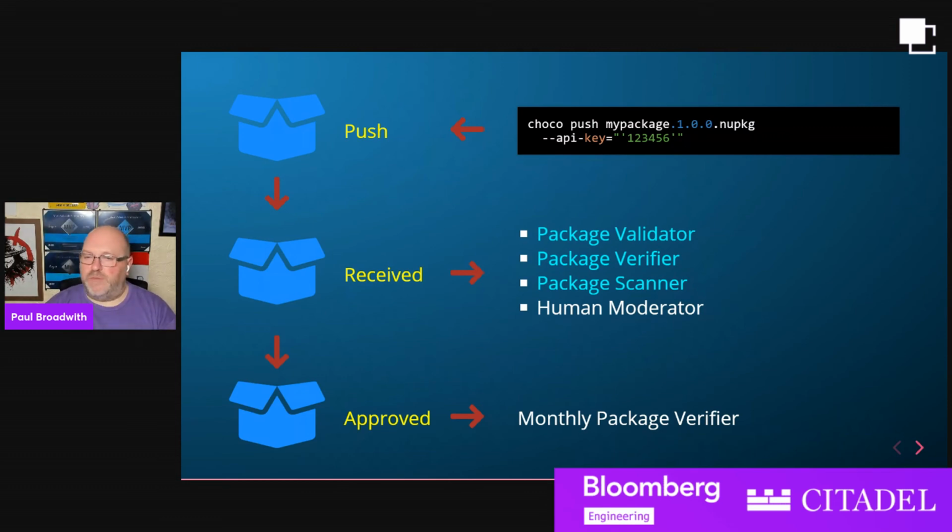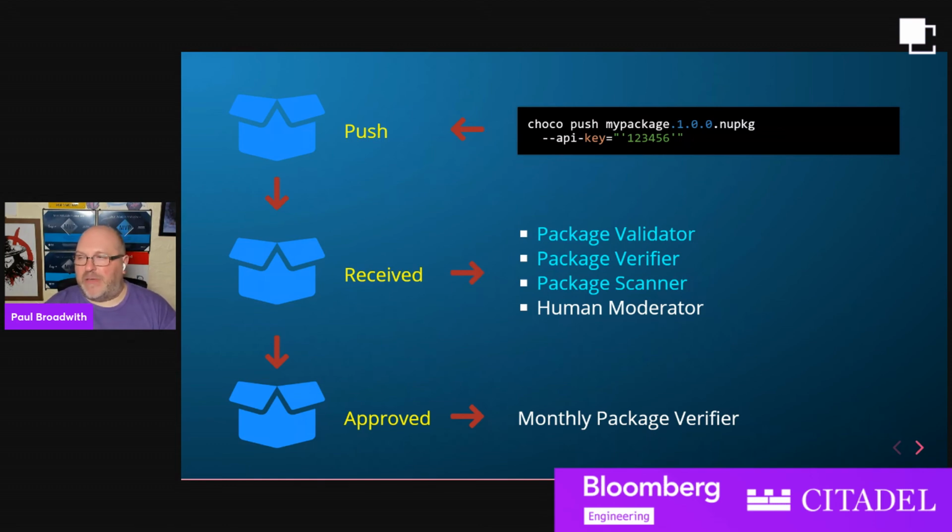It then moves on to a human moderator, and that human moderator will do a sanity check of everything, checks PowerShell code, makes sure the detections, for example, with a virus scanner are there, etc. And so once it passes that and that's approved, it's able to be downloaded by anybody and installed by anybody who uses the community repository. But the packages are also verified on a monthly basis as well. So it'll show a monthly package verifier too.